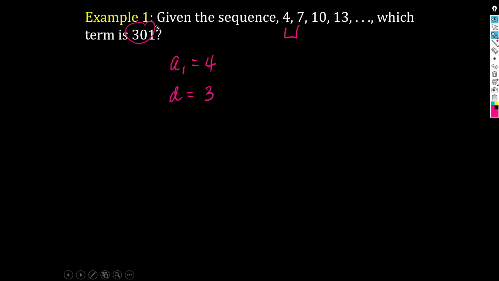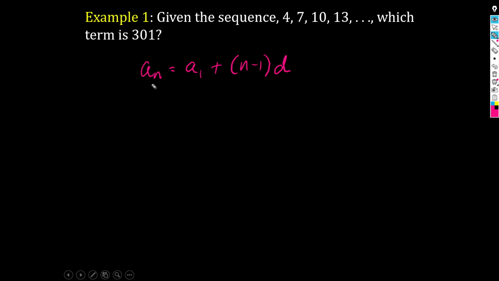Now, itong 301, anong silbi nitong 301? Siya yung nth term. No, ang tinatanong kasi which term, pang ilang term si 301. So 301 is equal to a sub n. Siya yung nth term. Ang problema natin dito, hindi natin alam ay si n. No, so let's look for n. So what do we do here? We go back to our equation, ano? a sub n is equal to a sub 1 plus the quantity n minus 1 times d.